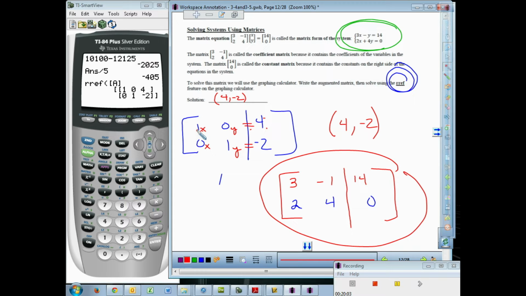This matrix tells us now that our system has a solution at 4, negative 2. This 1 right here is in the x position. It's saying that x equals 4. This 1 right here is in the y position. It's saying that y equals negative 2. So let's classify it. Consistent or inconsistent? Consistent, because we got an answer. Dependent or independent? It's independent. Takes a little bit of memorizing that independent means you got one answer.